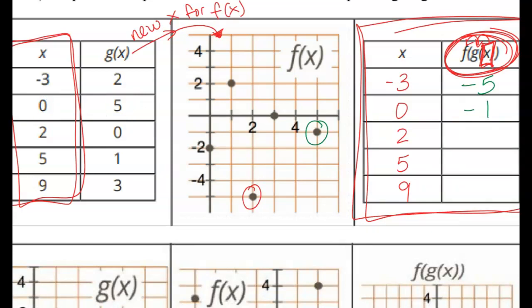And then you do it again. Next, x value is 2. When x is 2, g of x is 0. Treat that like your new x value on f of x. So I'm looking for 0 on the x-axis, and you find a point that has 0 as the x value, and at that point, the y value is -2.